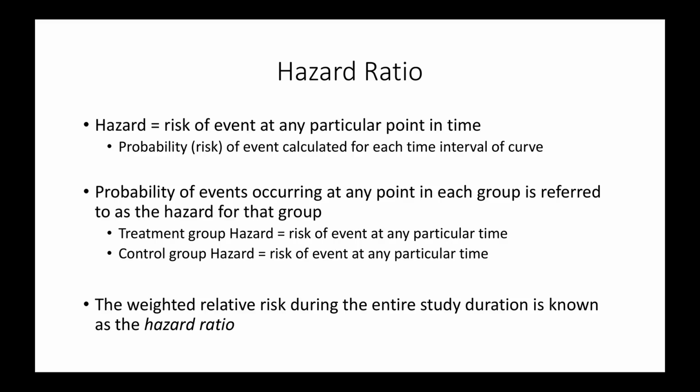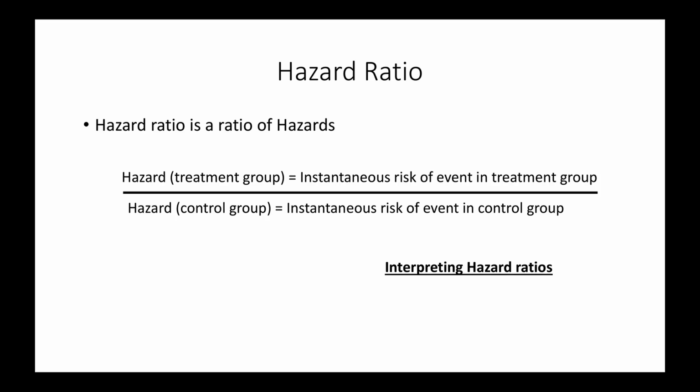And the weighted relative risk during the entire study duration is known as the hazard ratio. In other words, a hazard ratio is a ratio of hazards. And so it's the ratio of the hazard in the treatment group, which is the instantaneous risk of event in the treatment group, over the hazard in the control group, which is the instantaneous risk of the event in the control group. It is a ratio of hazards.